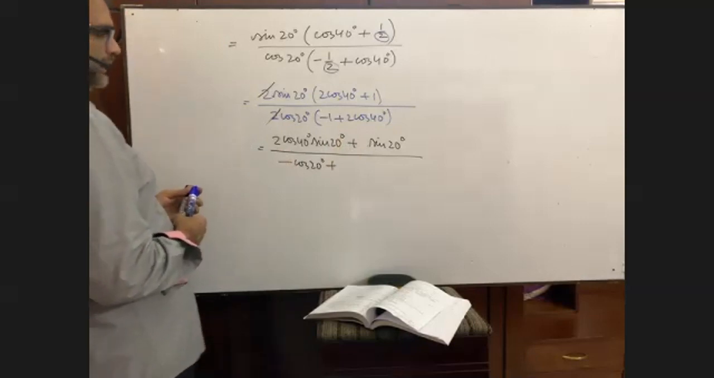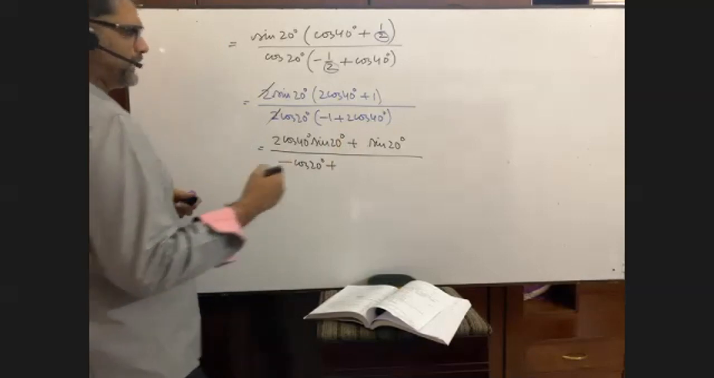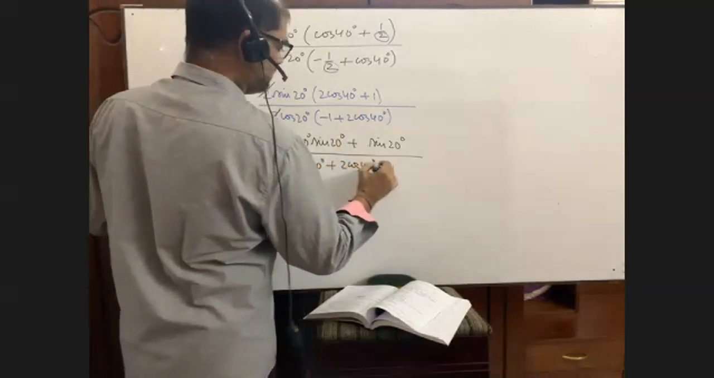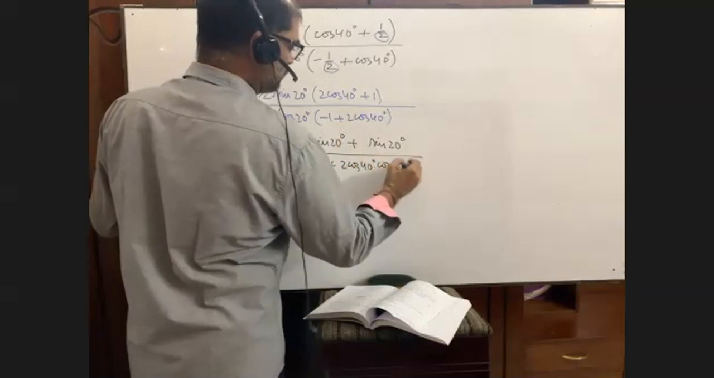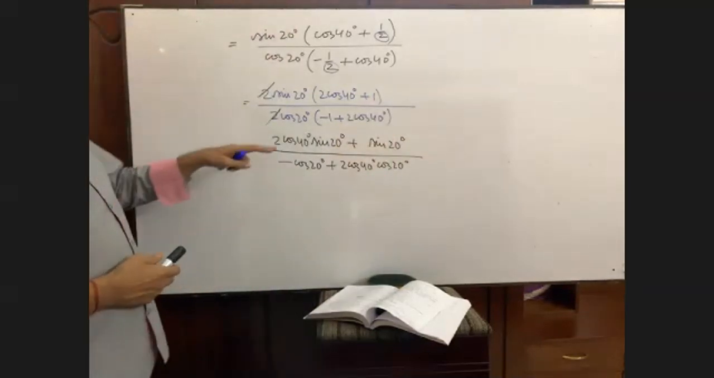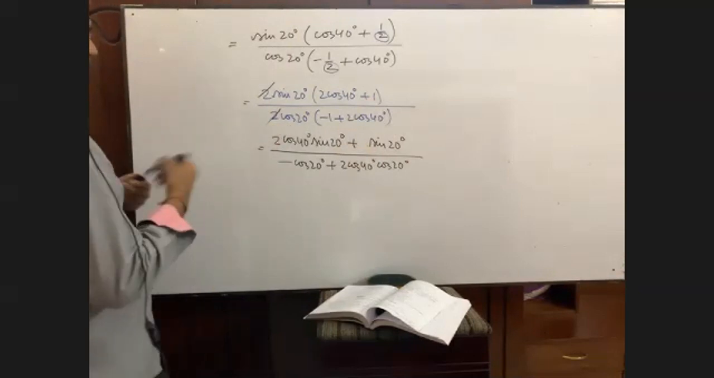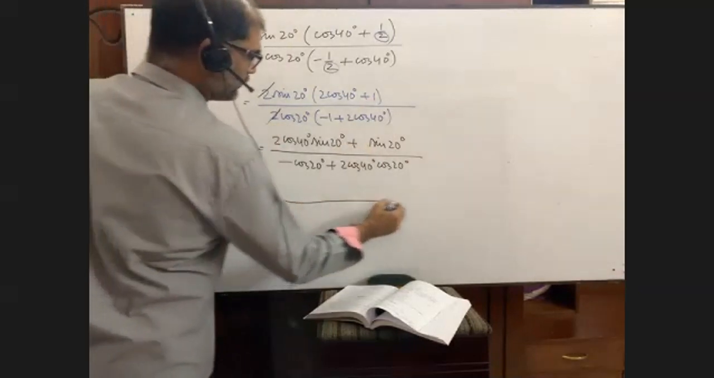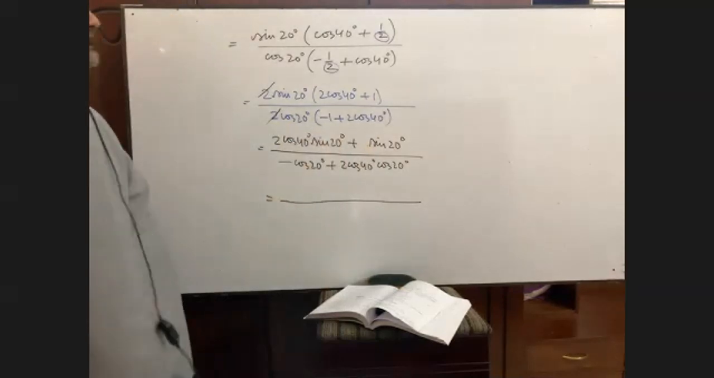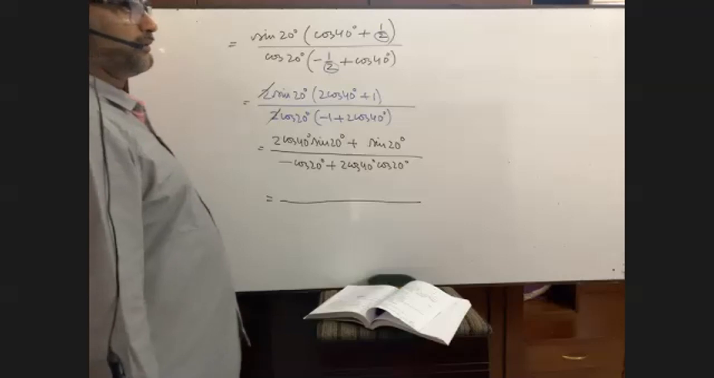Then what we are getting? We are getting 2 cos 40 degree and cos 20 degree. Please talk to me. Yes, sir. Now we again put it into formula. 2 cos A sin B formula. Formula number 5.